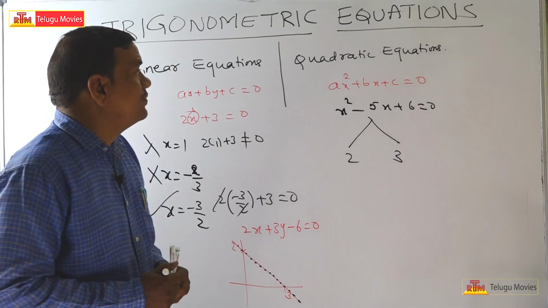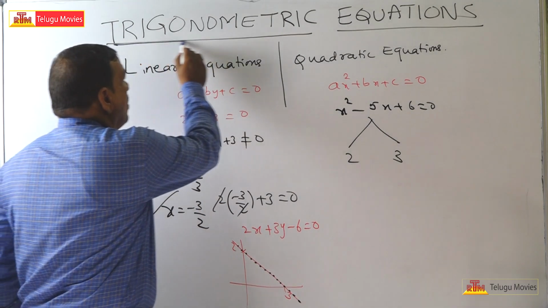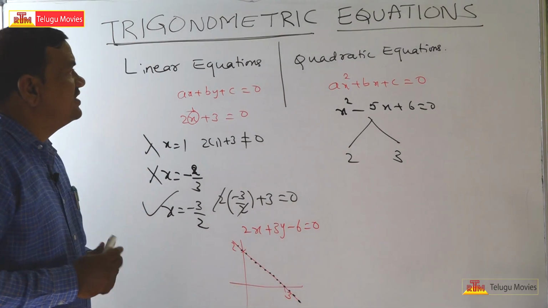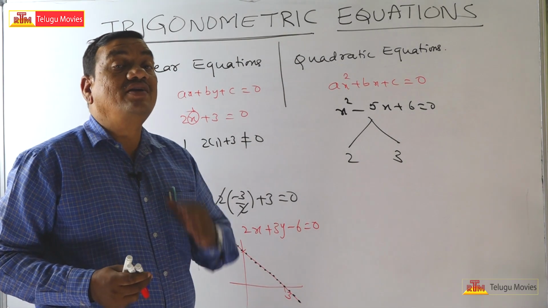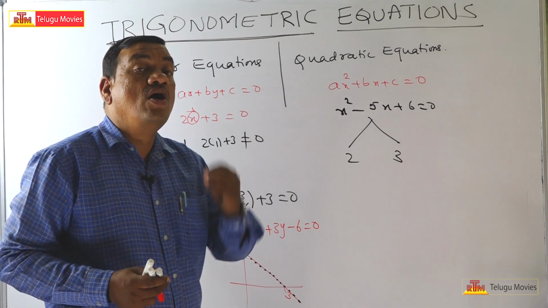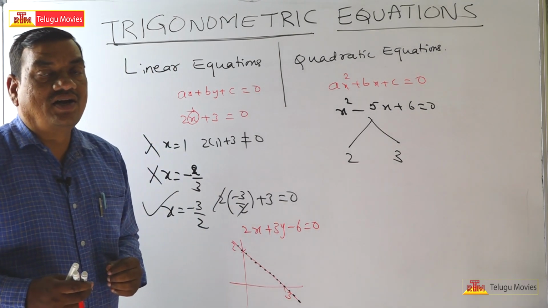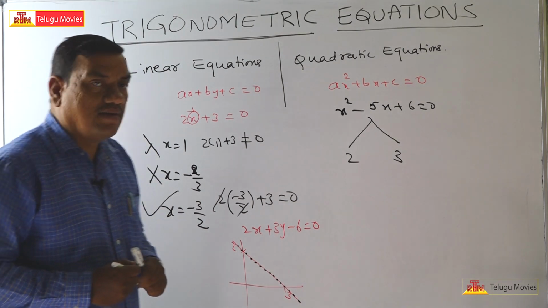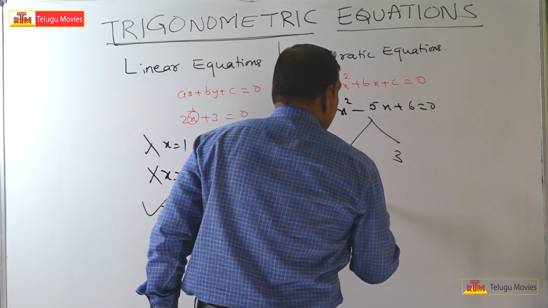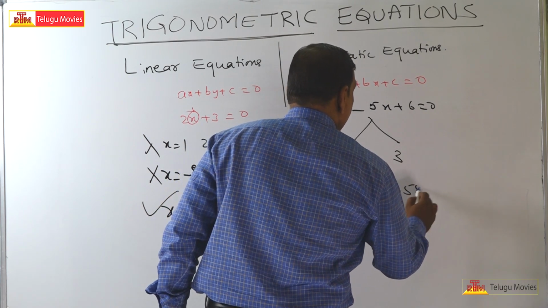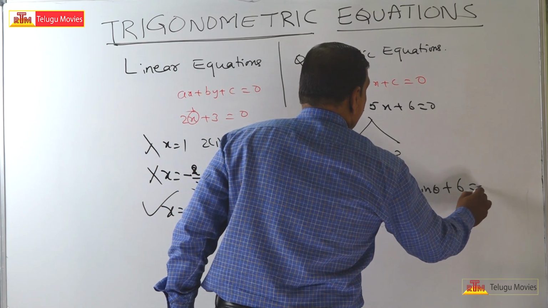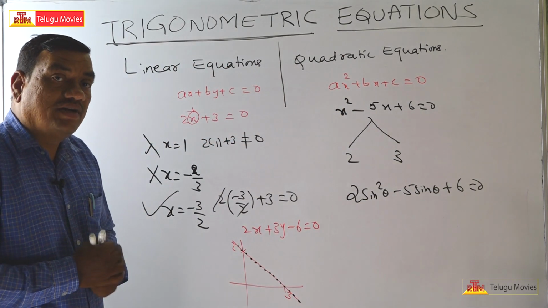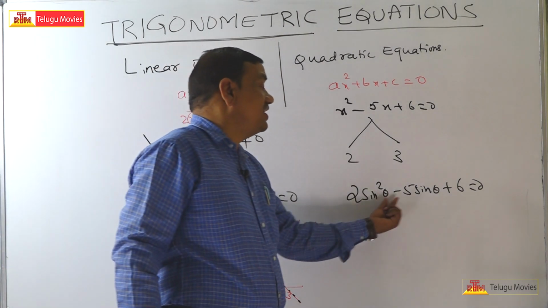Now, we are going to see what trigonometric equations are. The name itself says it: equations involving trigonometric functions of unknown angles. For example, 2 sin square theta minus 5 sin theta plus 6 is equal to 0. This type of equation is called a trigonometric equation of unknown angle. The theta angle we don't know.